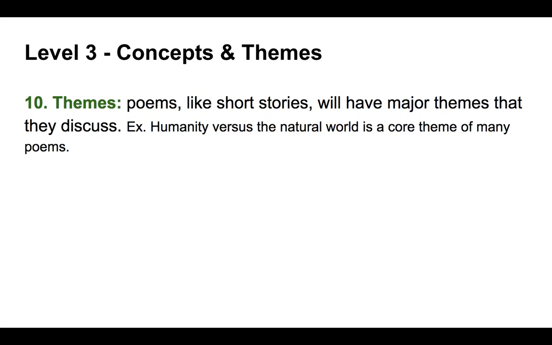Another example would be what is called pastoralism or pastoral poems, which is the idea that we can find the beauty of God in nature. And many English poets from the early 19th century were very famous for following the pastoral form. Even famous poets like Wordsworth or Keats are known for writing on the pastoral theme.